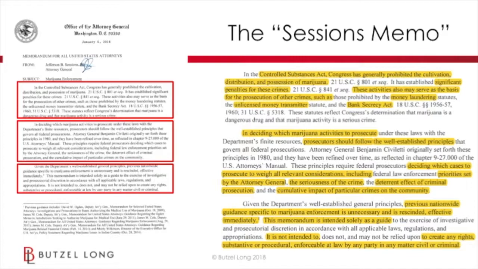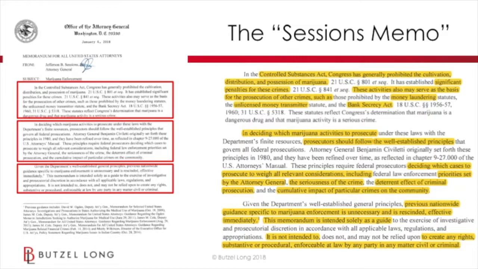was a previous memo from 2012. And so this memo states that it's being rescinded. So it says previous nationwide guidance specific to marijuana enforcement is unnecessary and is rescinded effective immediately. And so the idea there is, again, that memo just said, we're not going to go after these marijuana offenders. We're not going to really devote government resources toward the enforcement of marijuana. So this really just returned us to the status quo.